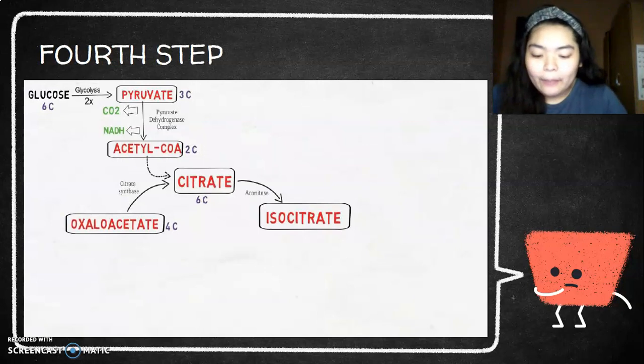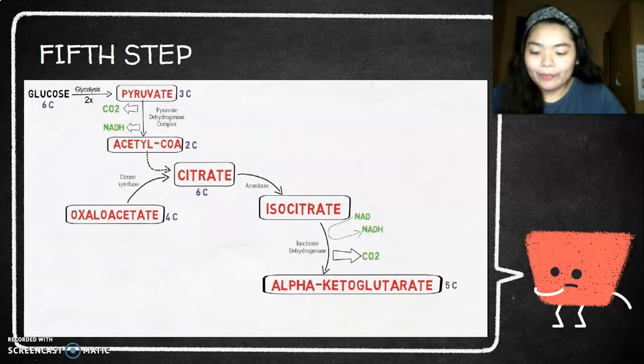In the next step, the citrate is isomerized into isocitrate by the enzyme aconitase. Next, the isocitrate is oxidized into alpha-ketoglutarate by the enzyme isocitrate dehydrogenase, and in this reaction, a molecule of NAD is reduced to NADH and a molecule of carbon dioxide is generated. Hence, the alpha-ketoglutarate is a 5-carbon compound since one carbon is lost as carbon dioxide.